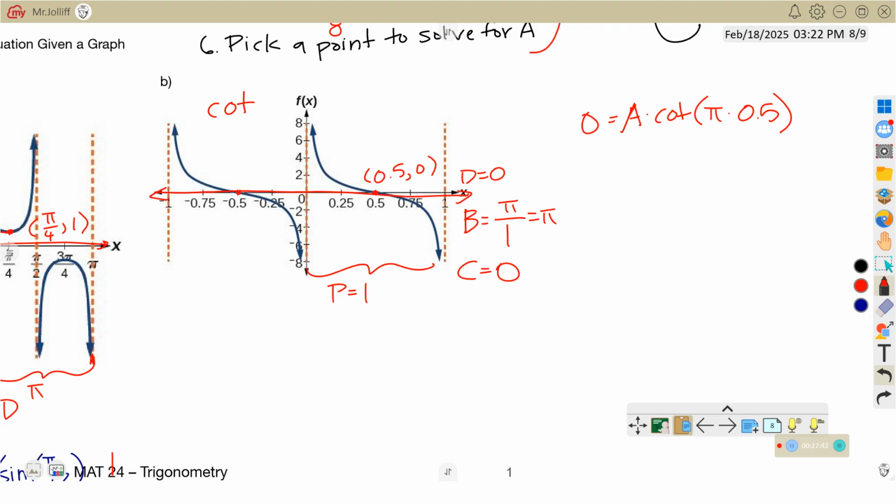I see a problem here. Even if cotangent of 1/2 pi is not 0, that's not really going to help, yeah? Because 0 divided by a number is just going to tell me A is 0. And I know A is not 0 because I have a graph. If A is 0, I wouldn't have a graph. So this point looks tempting. It's not actually helpful.